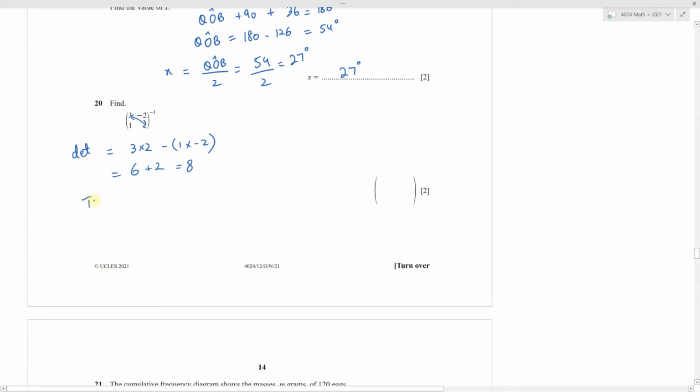So the inverse will be 1 over the determinant multiplied by the adjugate of the matrix. So 1 over the determinant is 1 over 8, and to find the adjugate, you swap the places of these two terms. So this 2 comes here, 3 comes here, and you change the sign of the other two terms. Minus 2 becomes plus 2, and 1 becomes negative 1.